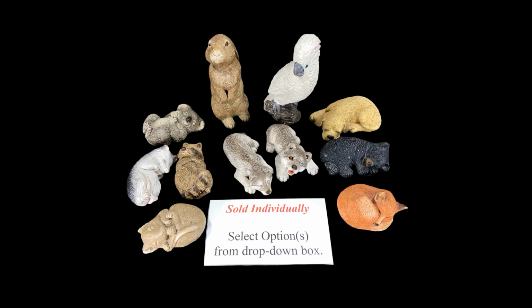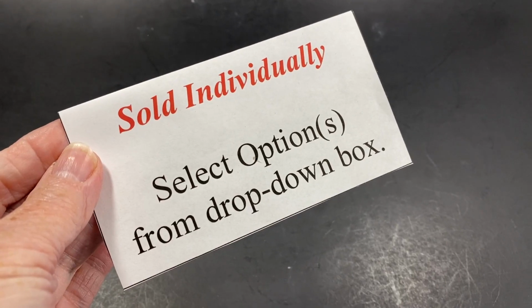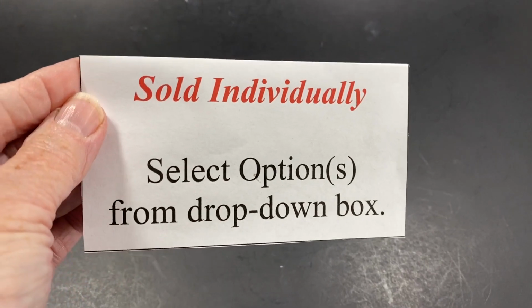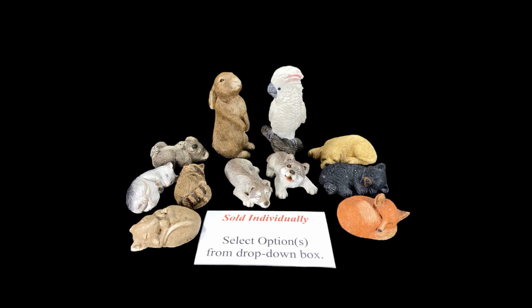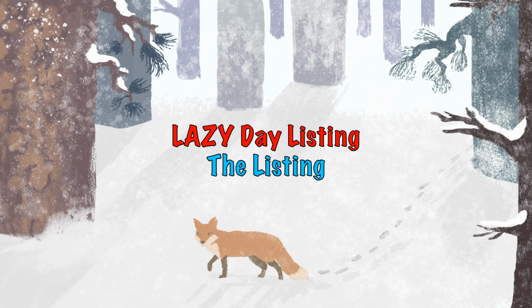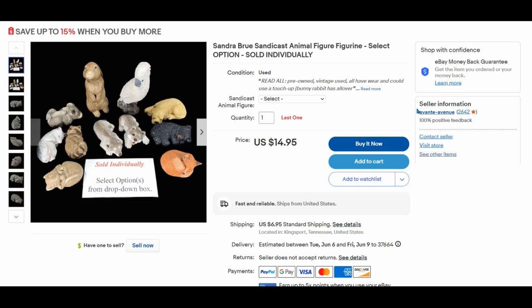And I haven't shown this to you yet. I always take a photo for the lead photo. And I have this pre-typed piece of paper, sold individually. Select option from drop-down box. And I put that in the center and photograph all the items that are in that listing with variations. And then I went back and added that photo as my main lead photo. And this is how it looks.